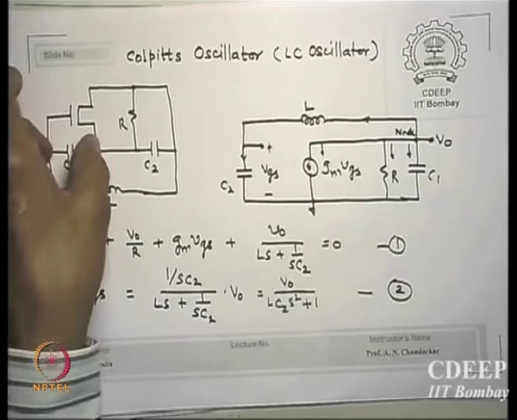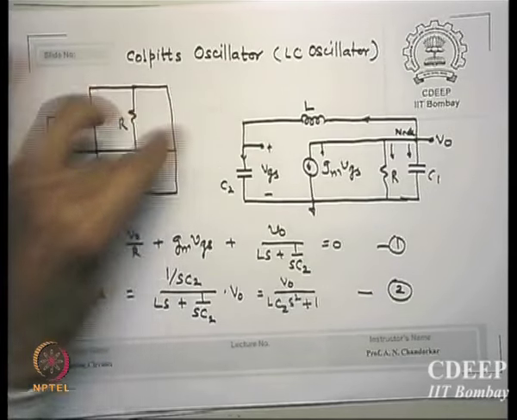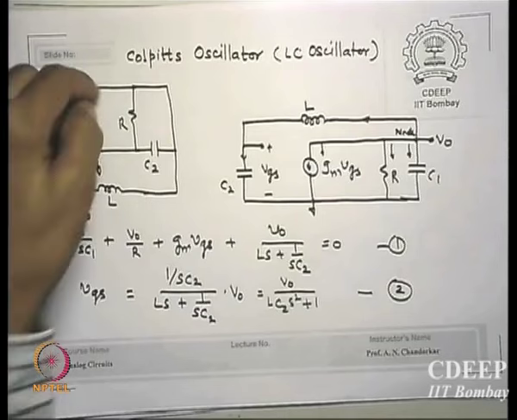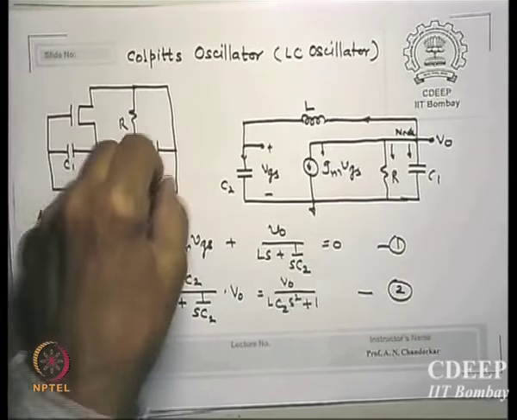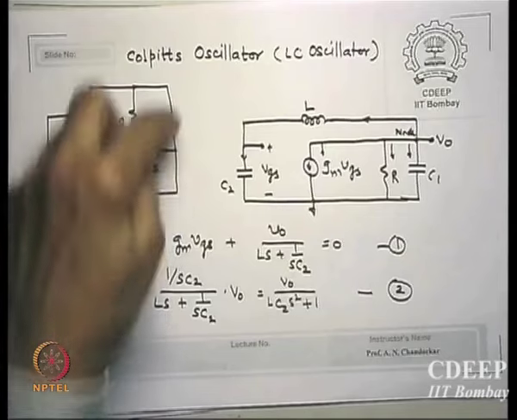वो वही है, वो इधर फीडबैक पर है, ये रेशियो है, ये V0 है. OK, there is no difference. This terminal is the same as this terminal. So यही V0 है, ये V0 है, ये V0 है, ये V0 है.